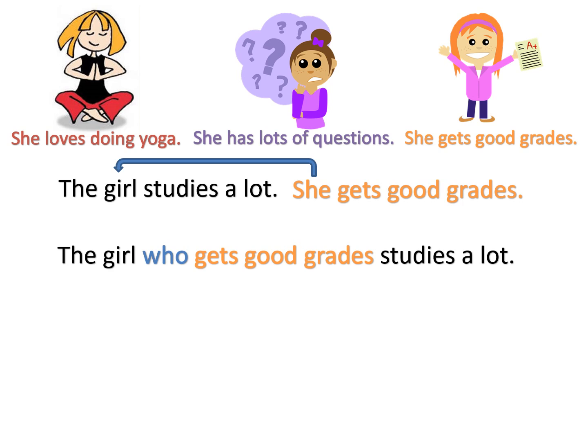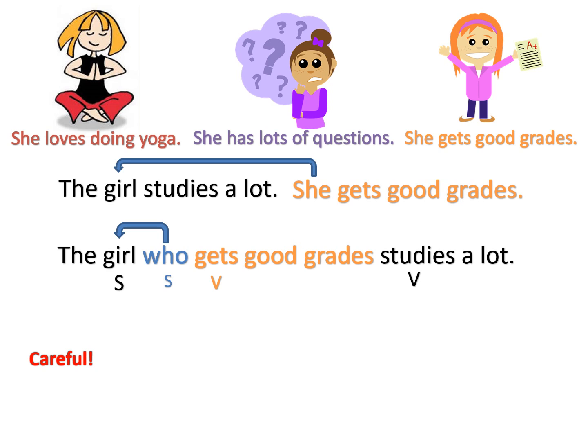So the girl who gets good grades studies a lot. Who is still a subject pronoun referring back to the girl. It is still the subject of your adjective clause. Gets is still the verb of your adjective clause. But we need to notice that the main subject of the sentence is the girl, and the main verb is studies.